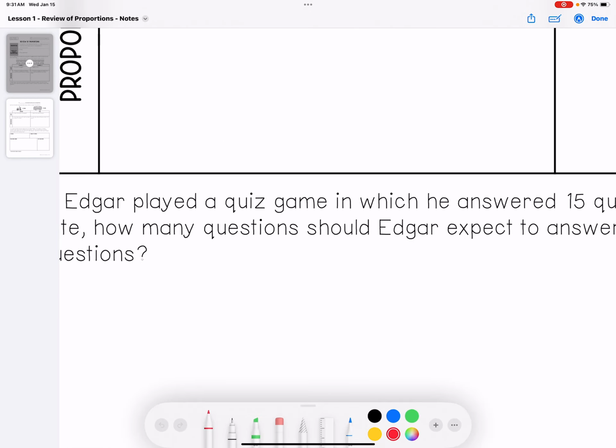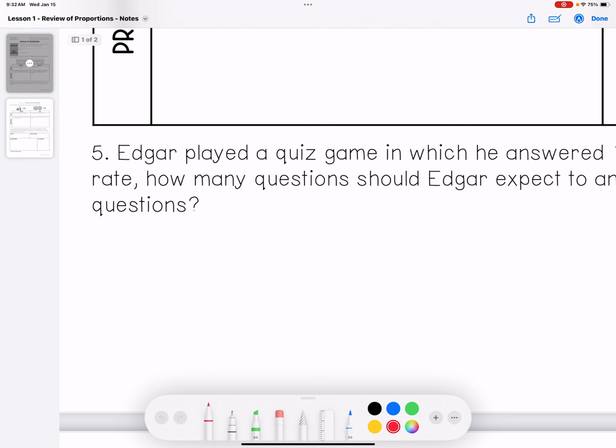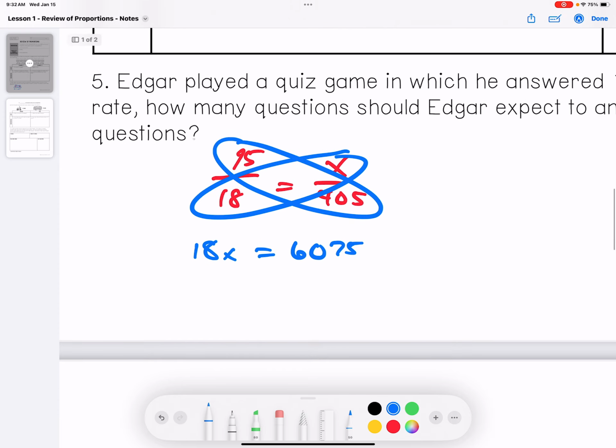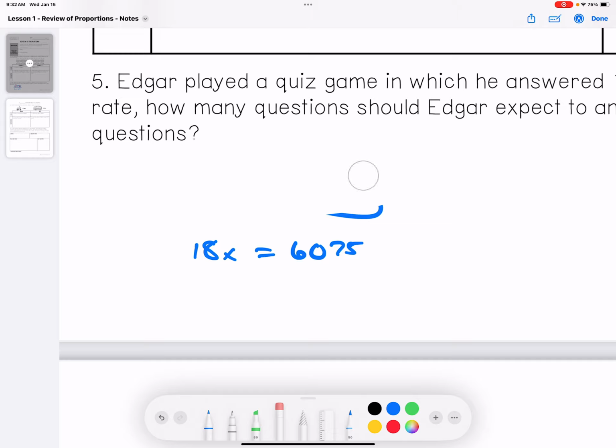Let's rewrite that whole problem. 15 over 18 equals x over 405. 18x, we said that was 6,075. Divide that by 18. Coach Barman screwed the whole problem up. Let's just start over because I read the problem wrong.